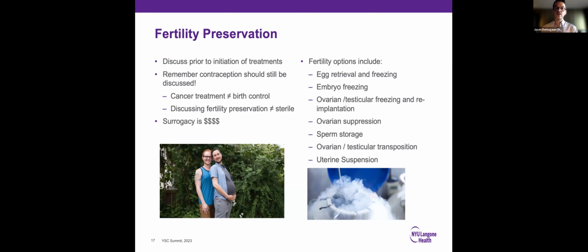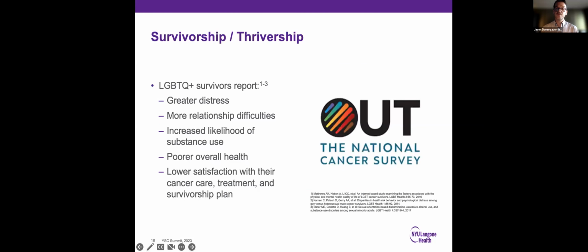And I know there's another talk about fertility, and so I encourage you to go back to that if that's something that's interesting to you. It can include egg retrieval and freezing, embryo freezing, ovarian or testicular tissue freezing and reimplantation, sperm storage, uterine suppression, ovarian or testicular transposition. So there are a lot of different resources and options for individuals, but we need to ensure that we're having those communications so that they are informed.